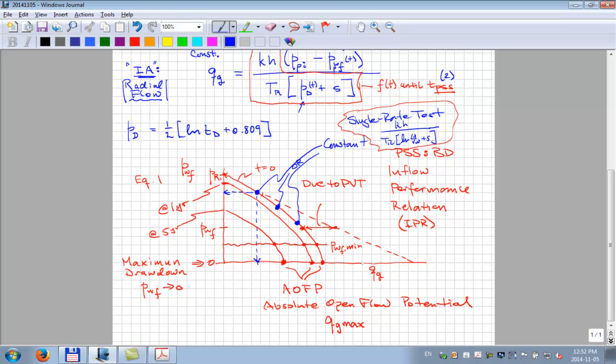Now, you might ask, why do you plot it as flowing bottom hole pressure on the y-axis versus rate on the x-axis? You're really interested in rate if you change the pressure, right? But it's just convention. It's the old way, you can't change it. Just the way it is.